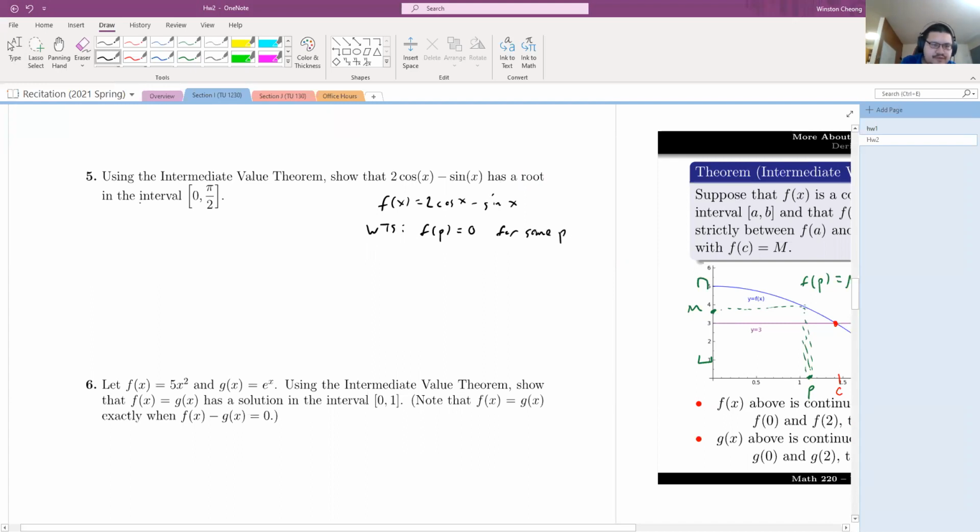Actually, I should be more specific, because it actually tells us where we want the p to be. We want it to be between 0 and pi over 2. In 0 to pi over 2.